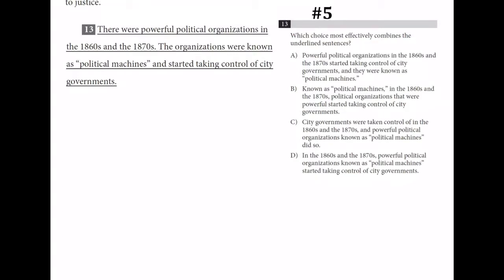13. Which choice most effectively combines the underlined sentences? Let's read them. There were powerful political organizations in the 1860s and the 1870s. The organizations were known as political machines and started taking control of city governments. Again, we see the organizations and political organizations repeated. That's redundant. We don't need that. Choice D is the best answer. It's the only choice that clearly and concisely conveys the key information. They cover the 1860s and the 1870s, and the main subject here, powerful political organizations known as political machines, and then what they did, started taking control of city governments.